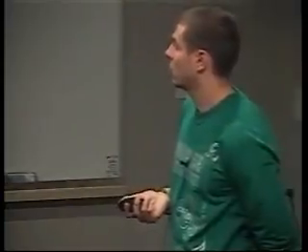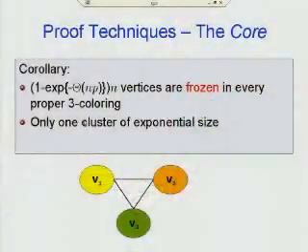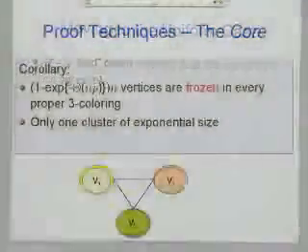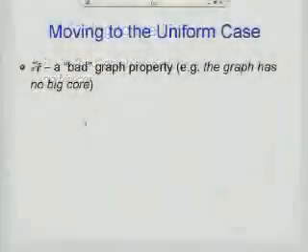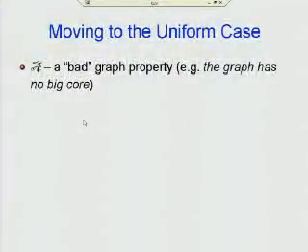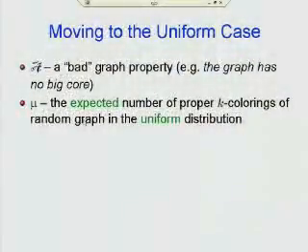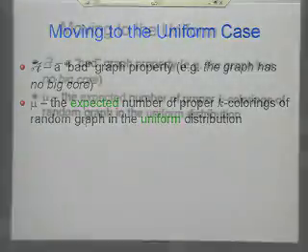Okay, so this is the picture in the planted case, and we're interested in the uniform case. So this is one technique that we use in the proof. Consider some bad graph property, and let mu be the expected number of proper k-colorings of a random graph in the uniform distribution.